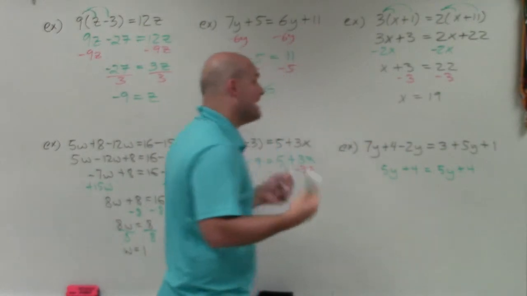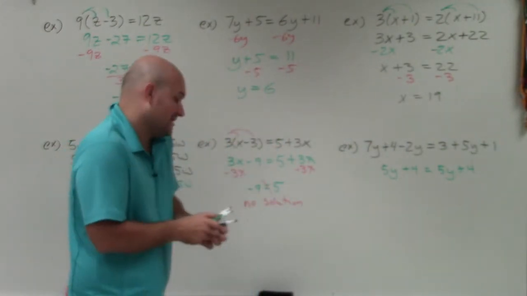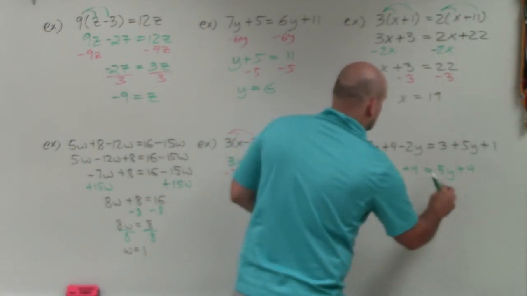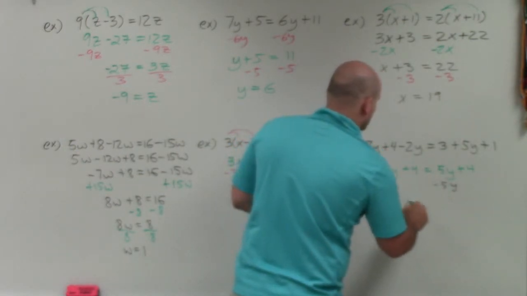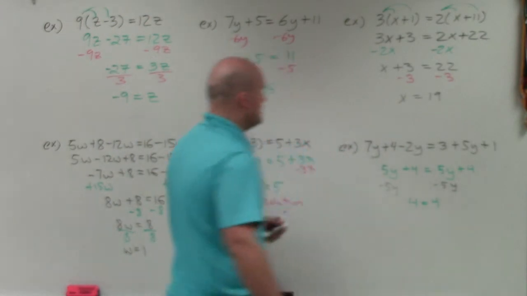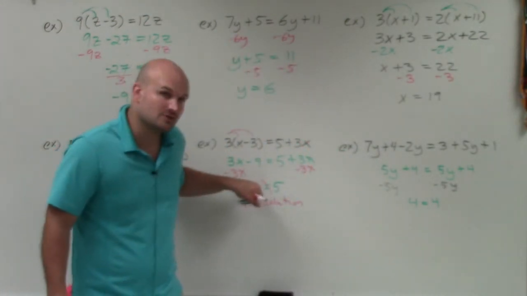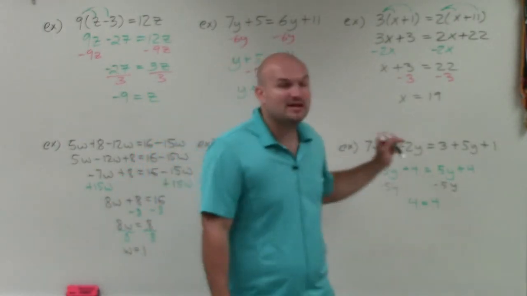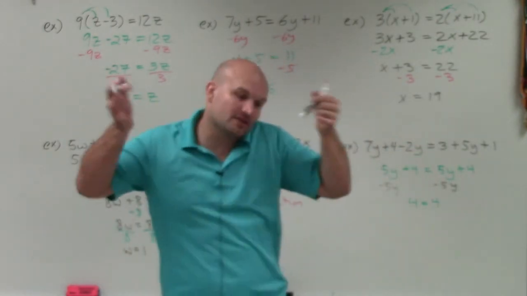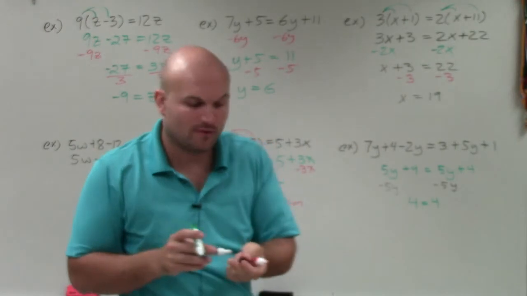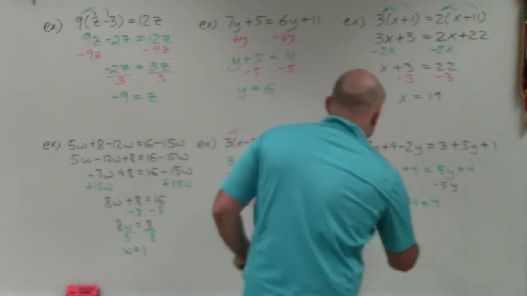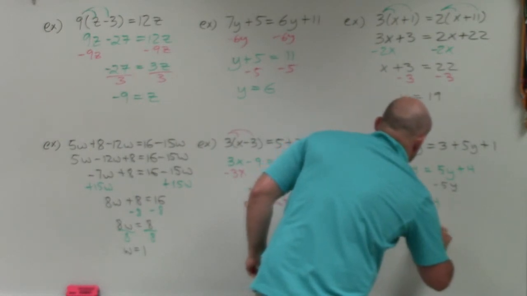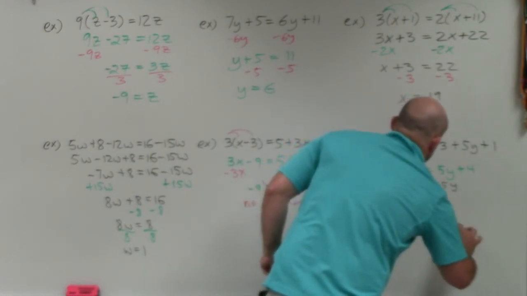4. Now, again, just like we did over here, I'm going to have to get rid of the 5y. So I'll subtract 5y on both sides. And what I'm left with is 4 equals 4. So in the last case, they weren't equal to each other, so there's no solution. Here, 4 equals 4. That means no matter what value you pick for y in this equation, the left side is always going to be equal to the right side. So when we have something like that, we write infinitely many solutions.